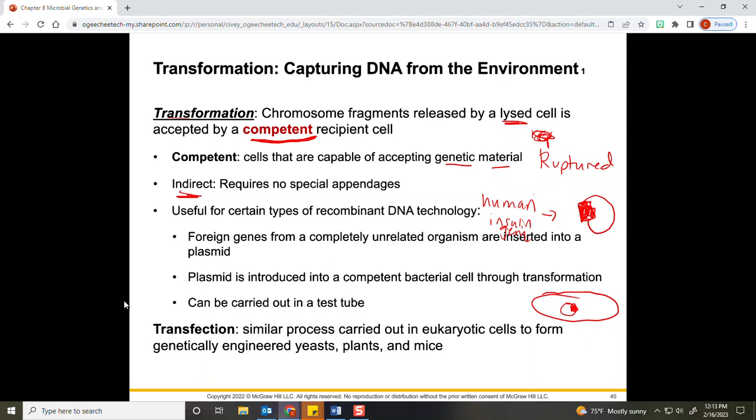Another term of interest is transfection. This is a similar process, but it's carried out in eukaryotic cells. So we can genetically engineer yeast, plants, and mice, etc., any eukaryotic organism to produce some kind of desired protein or trait in other organisms, in eukaryotes.